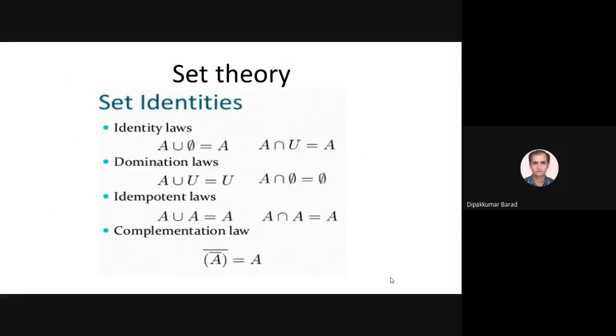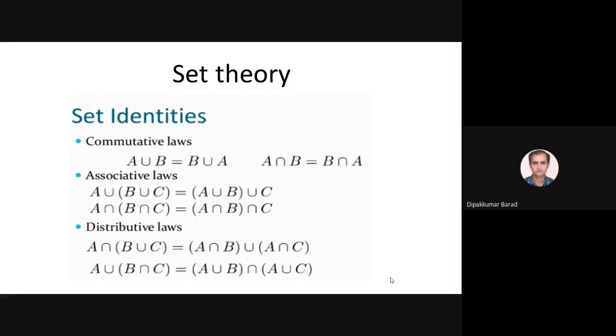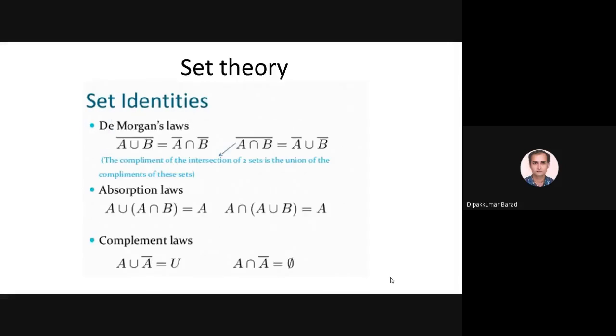Now set theory, set identities. A union phi is equal to A, and A intersection U is equal to A, where U is the universal set. Domination laws: A union U is equal to U, and A intersection phi is equal to phi. Idempotence law: A union A is equal to A, and A intersection A is equal to A. Complementary law: the complement of the complement is nothing but the set A itself. And commutative laws for union and intersection, associative laws, distributive laws. I think all this we have discussed.